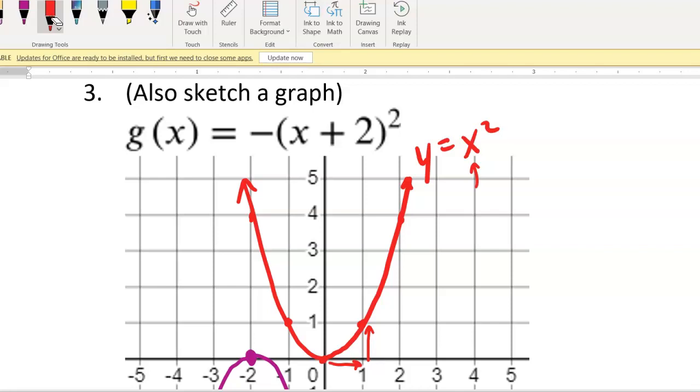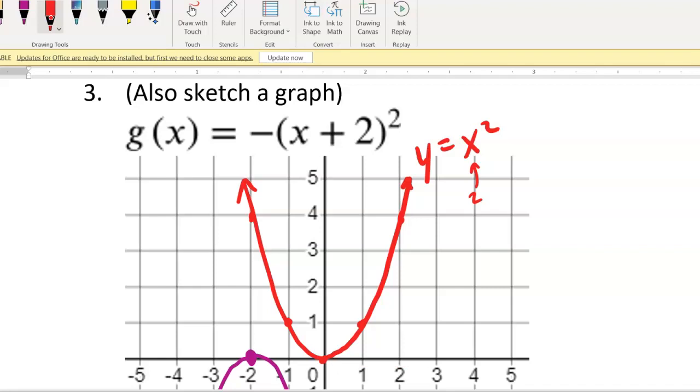Or if I wanted to go to the right 2 units. So if I put 2 in there for x, well, 2 squared is 4. So we would go up 4 units. And so on. So we repeat that pattern. If we put 3 in there, we would go over 3 and up 3 squared, which is 9. Now that's important when we go to flip or stretch or compress the graph.